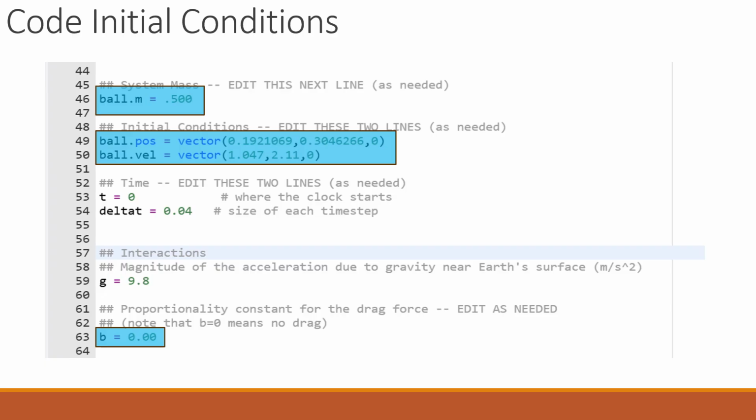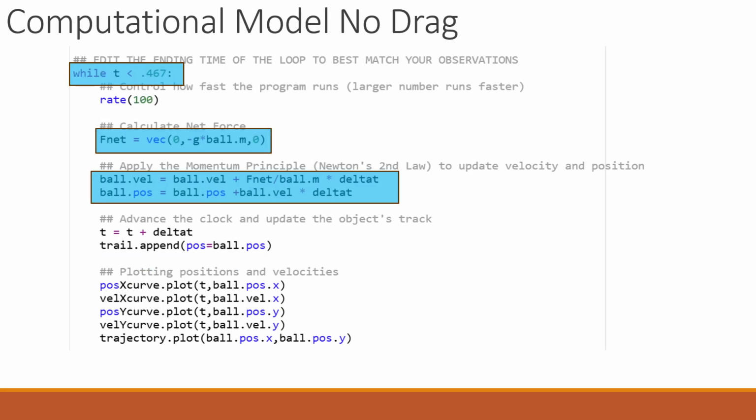These were the initial conditions for the code. The mass equals 500 grams. The position vector was given to us through Tracker, and the velocity vector we derived through equations. Our b coefficient, which determines drag, was 0, as this model did not compute drag. We set our initial time equal to the time given to us when the recording on Tracker started, and we used f net equals negative g times the mass of the ball. Then we used our velocity update and position update formulas to determine our graphs. These are the same equations given to you on the second slide.